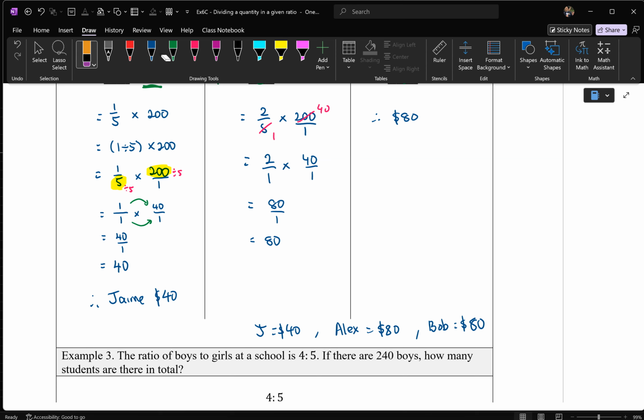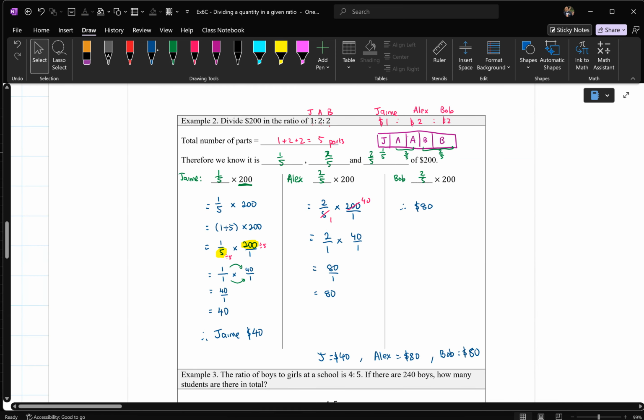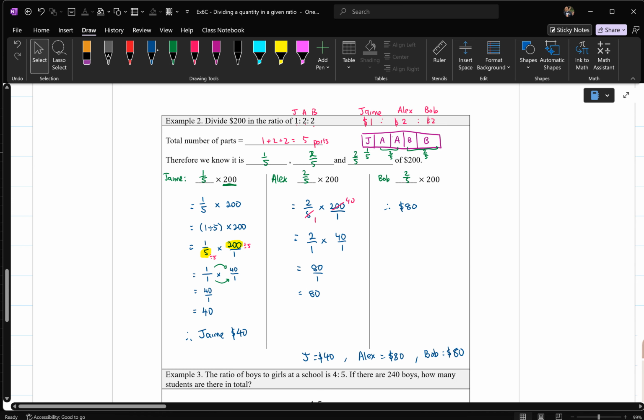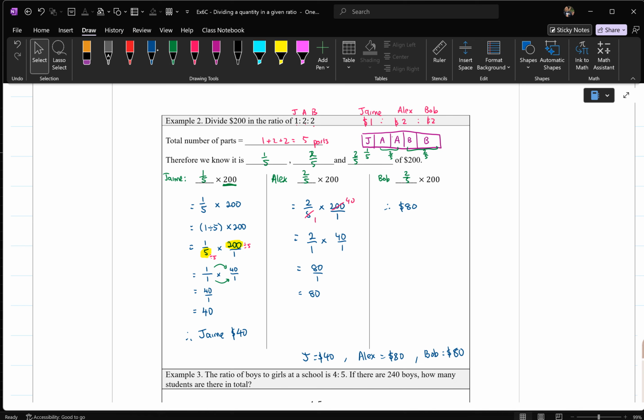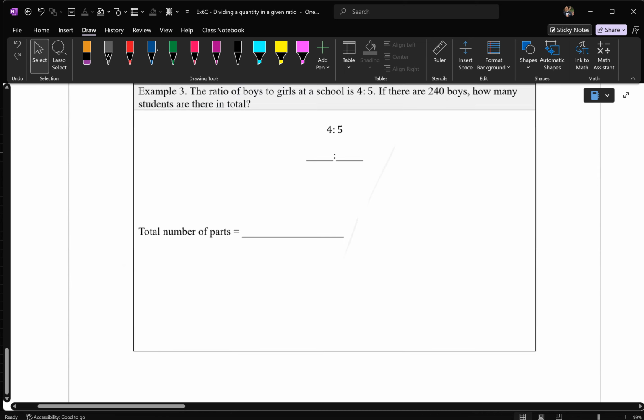So that's now nicely shared. Because Alex and Bob contributed the same amount at the start to buy the ticket, they deserve more of the winnings than Jamie, and they both have the same amount. So Alex and Bob got $80, whilst Jamie got 40. Does that make sense? The purpose of using the ratio is to calculate that contribution, and to understand that the ratio can be converted into a proportion, which is the fraction component. Let's do it again with this example here.